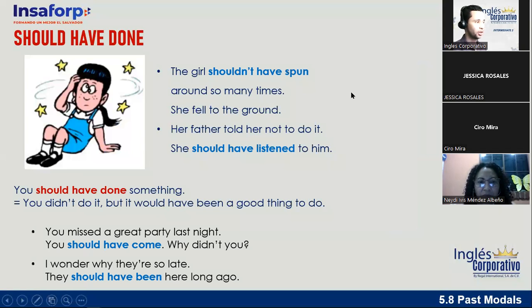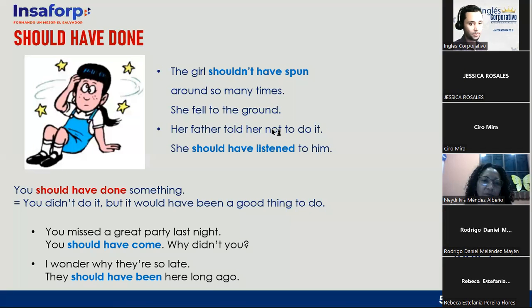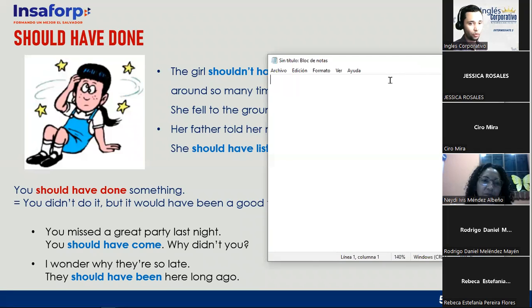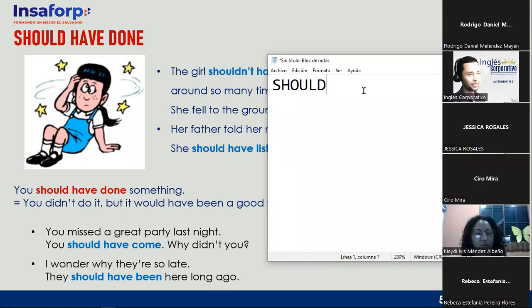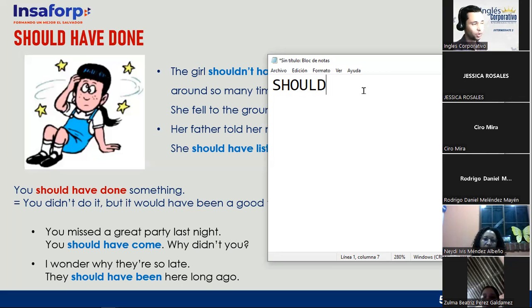Now, here's the thing. Should have done. Before we begin, I have a question for you. Should is a modal auxiliary verb. The question is, what do we use should for? ¿Para qué se utiliza should? Quiero ver quién sabe. What do we use should for? Como para un deseo, yo desearía o algo así. Actually, no. It's a little bit different, but thank you for participating. Rodrigo Daniel. Debería. Mm-hmm. You use should to give advice. Va a ocupar should para dar consejo. That's the use of should.